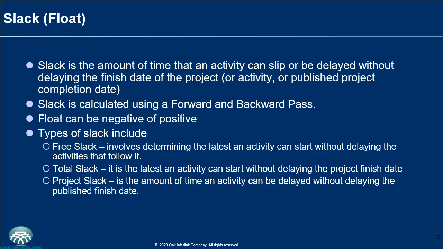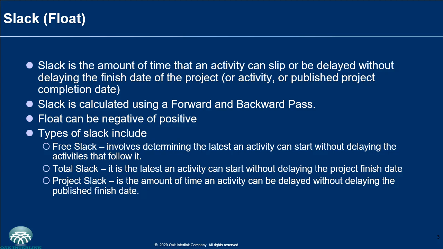There are three types of slack. There's the free slack, there's the total slack, and there's the project slack. Free slack involves determining the latest an activity can start without delaying the activities that follow it. This means that free slack is based on the relationship between activities within the project. So it talks about the amount of time that activity A can be delayed without impacting on the start time of activity B that probably follows it.